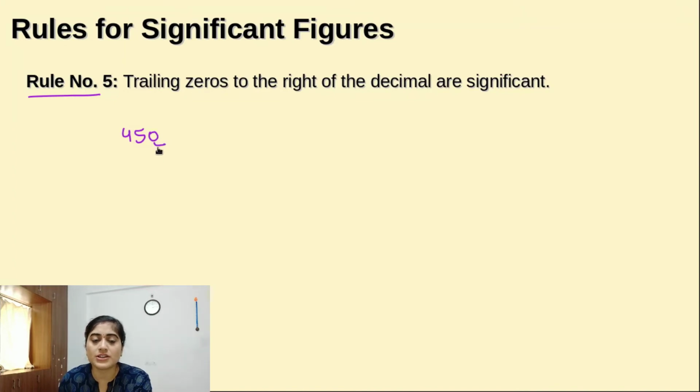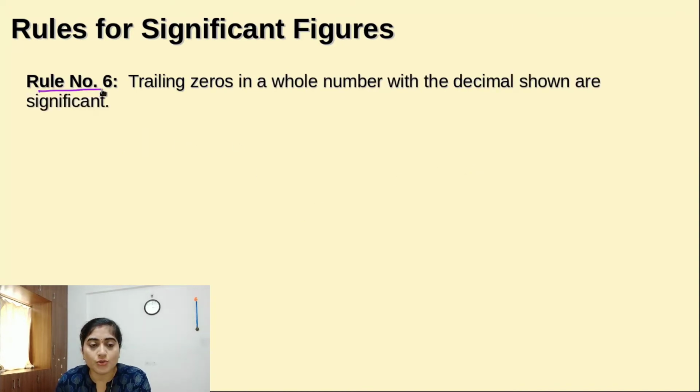So this 0 is not significant. If one example is like 585.00, then these 0s are trailing 0s after the decimal, so these 0s come under the significant figures. All 5 digits are significant digits. But in the previous case, 450, this 0 is before the decimal, and though there is no decimal in this value, only these 2 digits are significant, and this trailing 0 is not a significant digit.